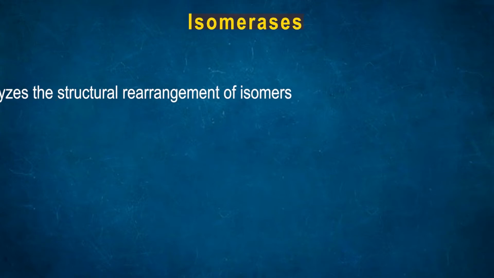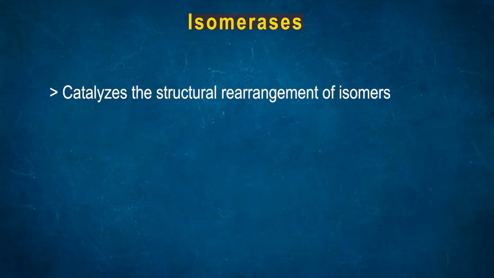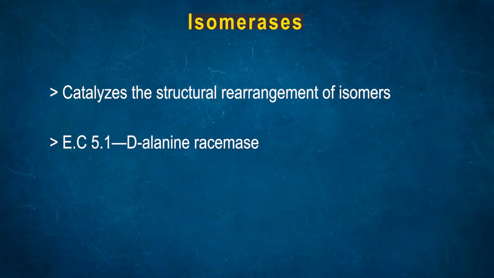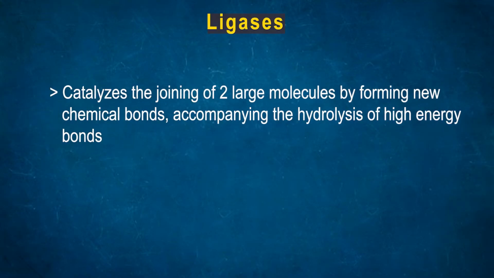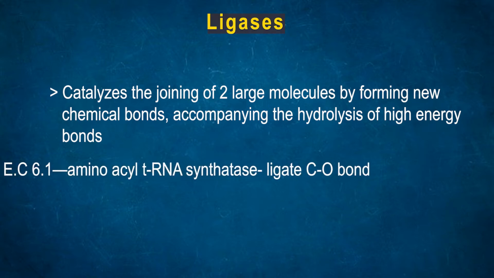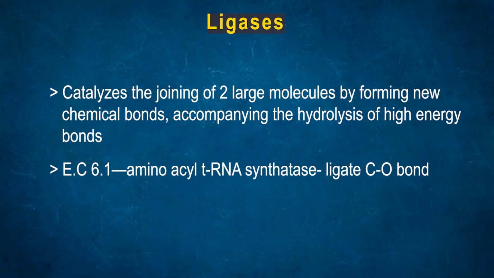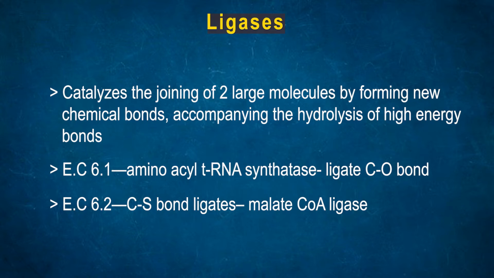Isomerase. It catalyzes the structural rearrangement of isomers, geometric or structural change. It includes tautomerase, epimerases, etc. EC 5.1, D-alanine racemase. EC 5.2, cis-trans isomerase. Number 6, ligase. It catalyzes the joining of two large molecules by forming new chemical bonds, accompanying the hydrolysis of the diphosphate bond in ATP. EC 6.1, amino acid tRNA synthetase, it ligates C-O bonds. EC 6.2, C-S bond ligates, malate-CoA ligase.